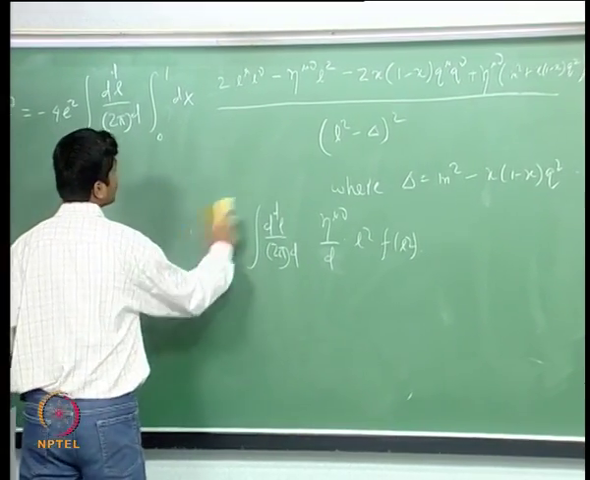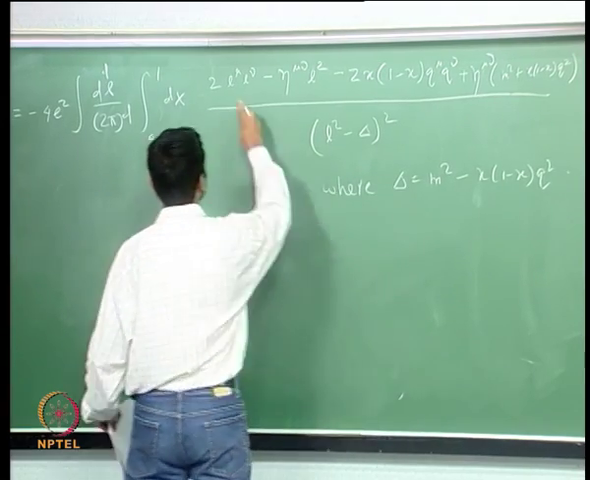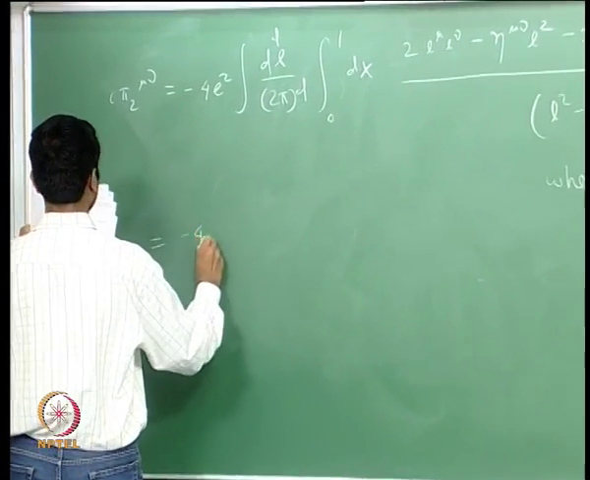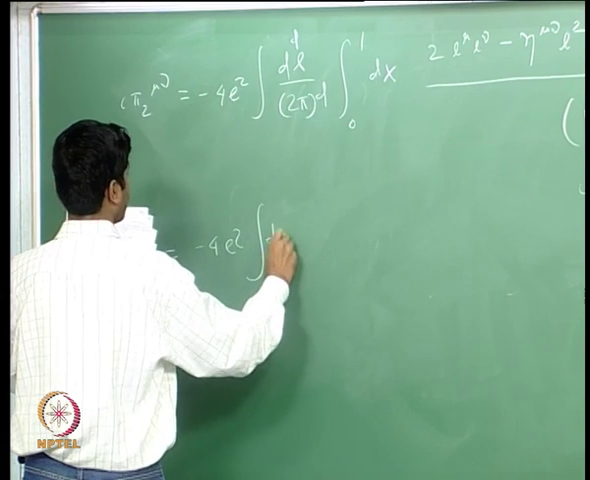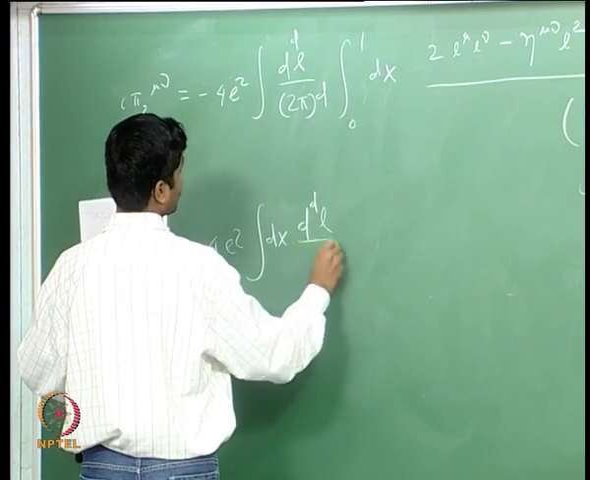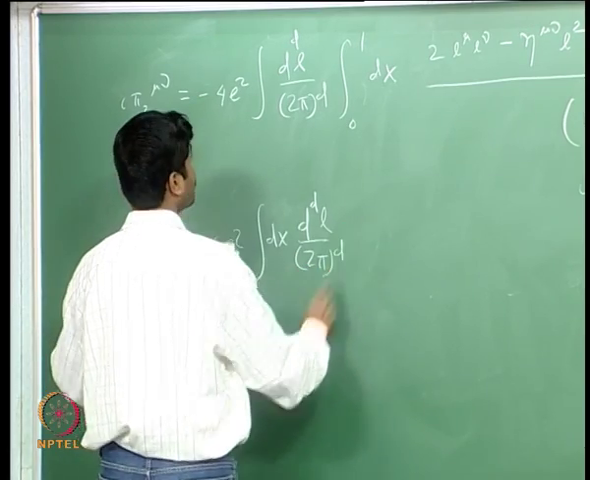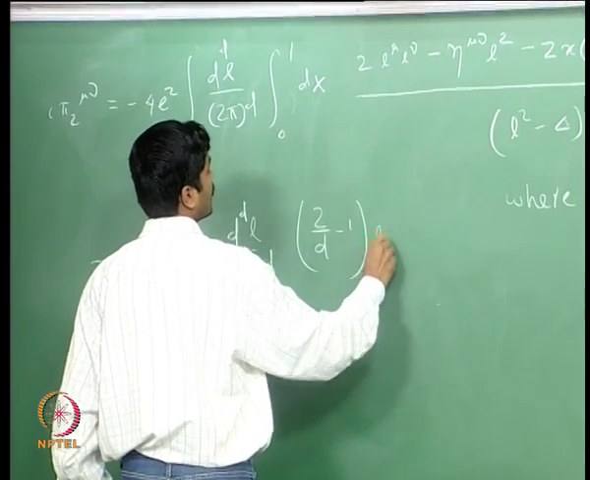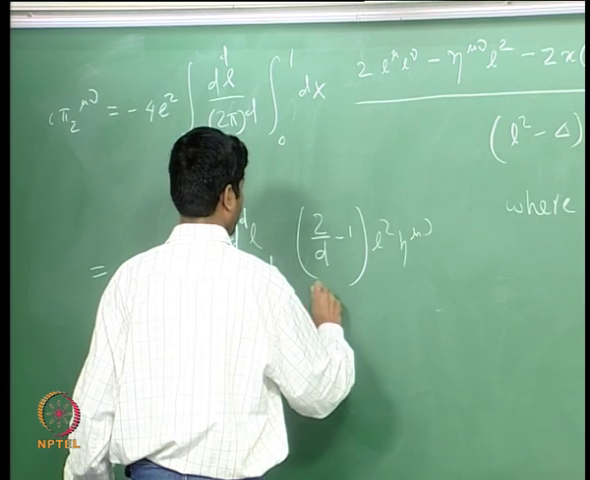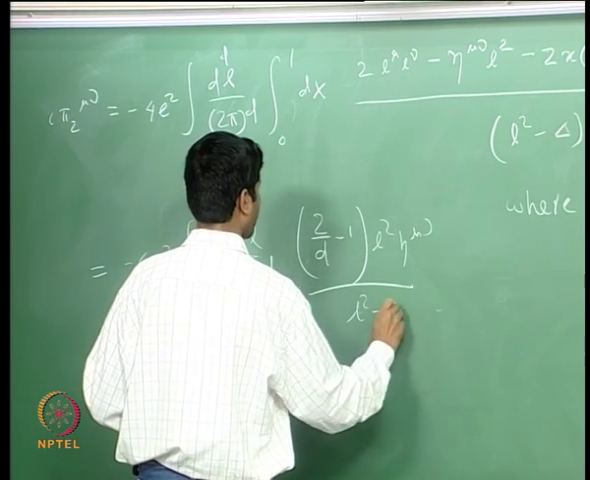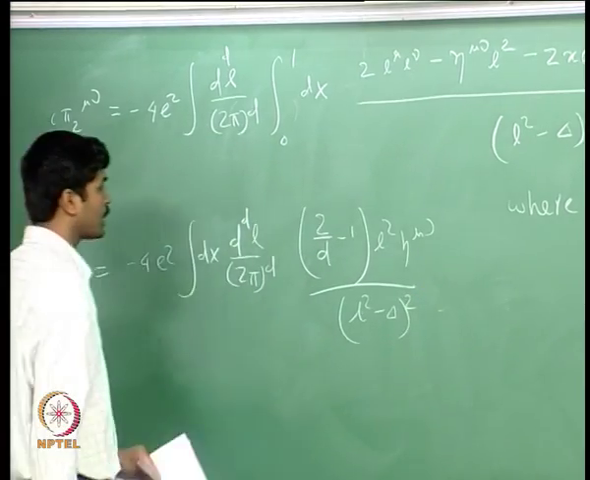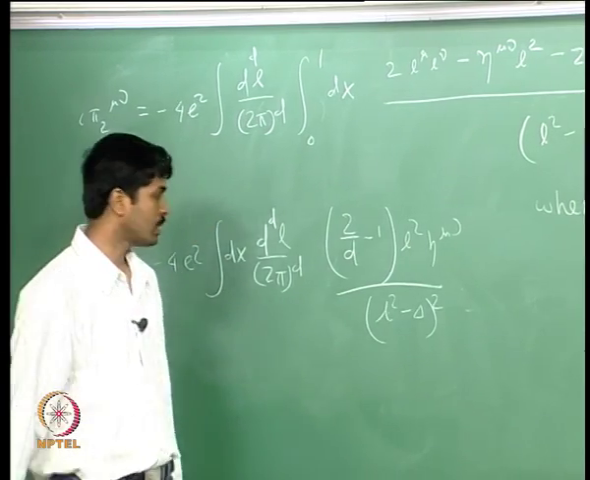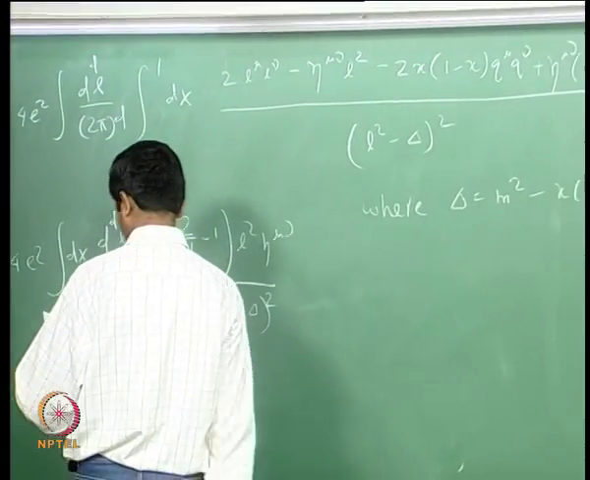So what I get here is, if I write it in 2 separate pieces, these 2 when I combine will give me minus 4 e square d^d l divided by 2 pi to the power d times, this will give me 2 by d minus 1 l square eta mu nu divided by l square minus delta whole square. Remember, this is the term which gave the quadratic divergent piece when we used the Pauli-Villars regularization earlier.